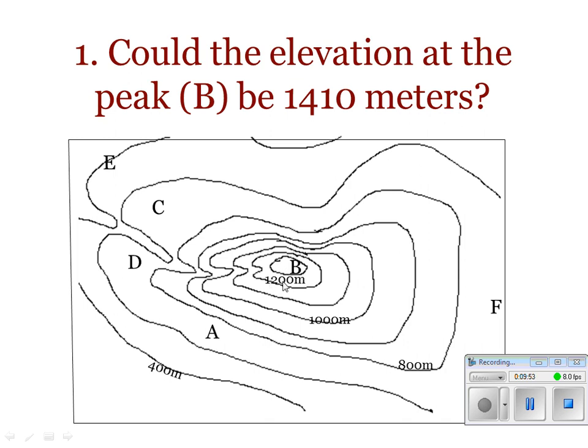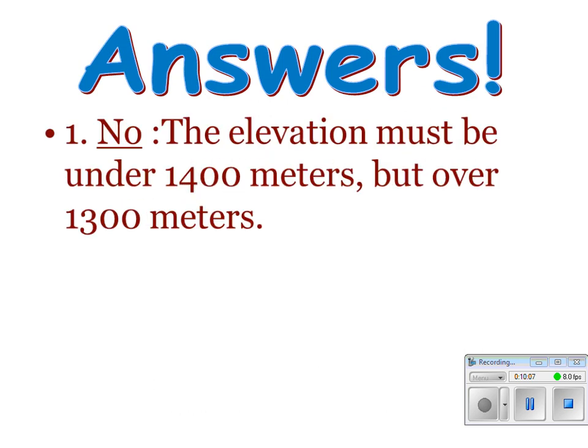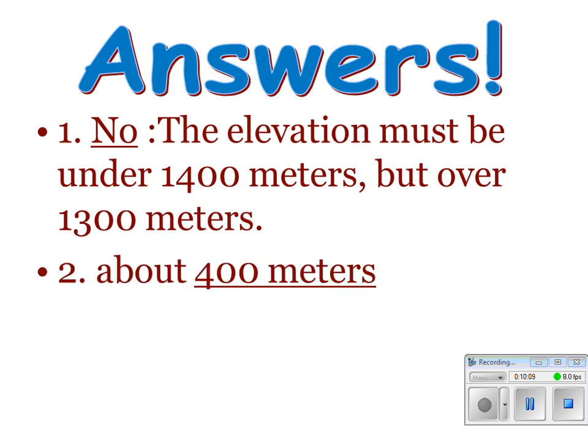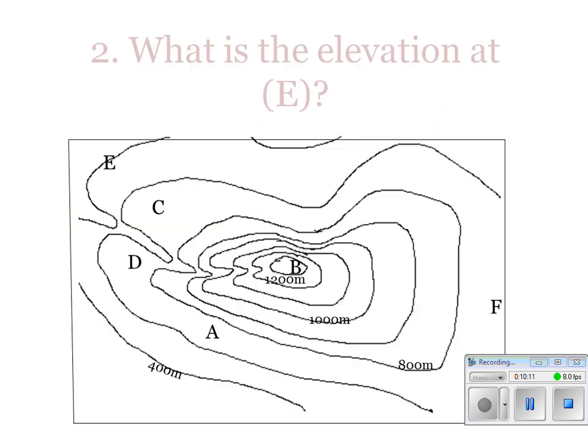Or, actually, this line is 1,200. This line is 1,300, so it could not be 1,410 meters because there's no 1,400 line. So it's lower than 1,400. The answer for number 2, about 400 meters.